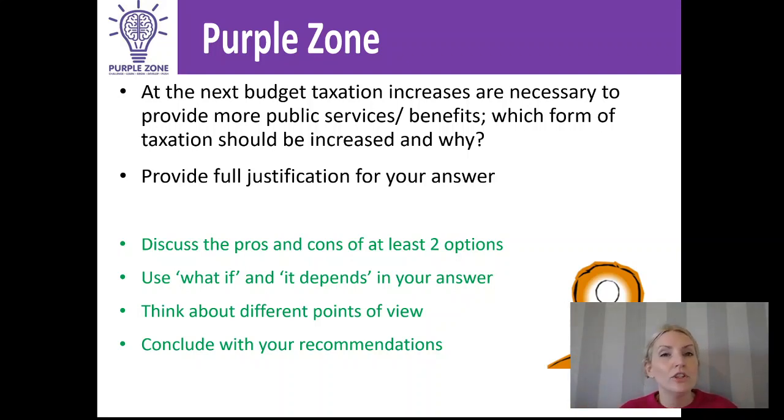You need to fully justify your answer. Think of the pros and cons of at least 2 options. Think about what if, and it depends in your answer. And maybe think about a different point of view, a business's point of view, a consumer's point of view. Always conclude with the recommendations of your choice. There is no right answer. You just have to justify the right one for you. You need to spend about 12 minutes on that question, so good luck.